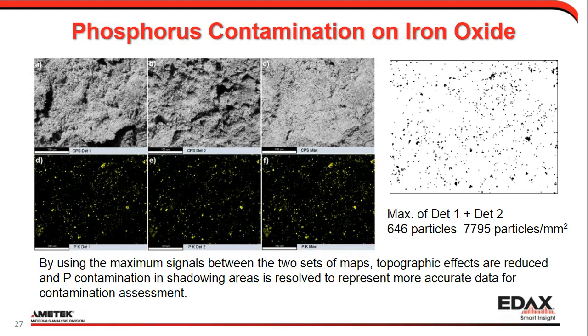Looking at one detector, either detector 1 or detector 2, versus the max signal, we see about a 10 to 20% increase in the number of particles we detect. So by using this max signal between the two detectors, we can reduce the topography effects, and we can get a much more accurate description of what the contamination is and what the contamination density is on this sample. And this is something that would be very difficult to do with a single detector setup.